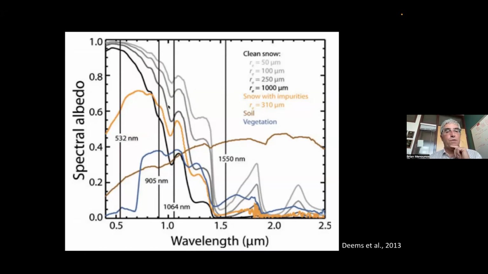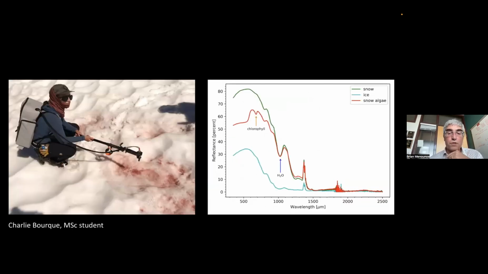In addition, if we start to add snow algae, this blue-green algae that has a lot of red pigments, that too can affect how reflective these surfaces are. This is something that we're currently working on, trying to understand how the reflective properties are influencing melt for these glaciers in Western Canada.